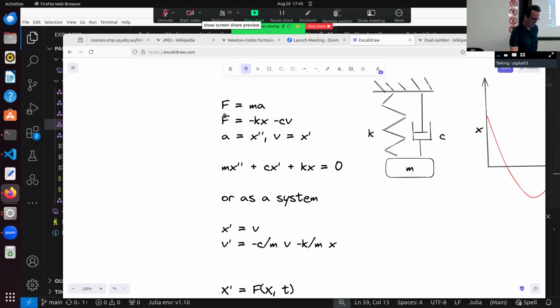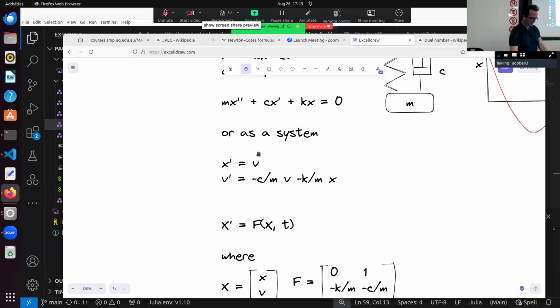So we're going to say acceleration, with a bit of notation. Acceleration is the second derivative of x with respect to time. v is the first derivative of x with respect to time. So if we put all that together, we'll end up with something like m times the second derivative of x plus c times the first derivative of x plus kx equals 0. That's like the starting equation.